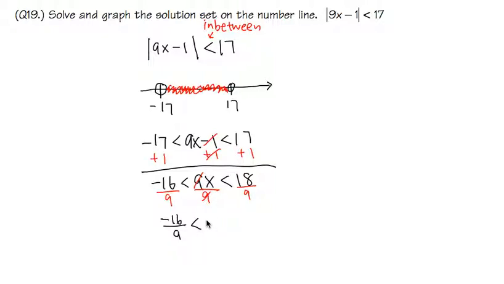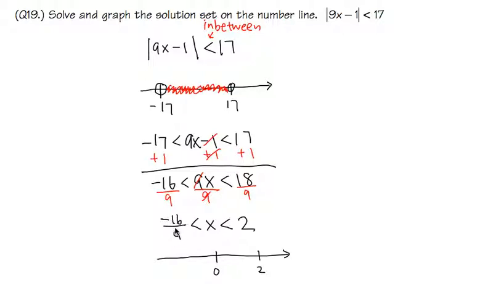The x is by itself in the middle, and then I have this symbol again. 18 over 9 is just 2. And this is pretty much it. This is the solution. But we also need to get the graph. So let's see. Right here, draw a number line, and let's put a 0 in the middle. On the right-hand point, the right-hand point is 2. And the left-hand point is negative 16 over 9.